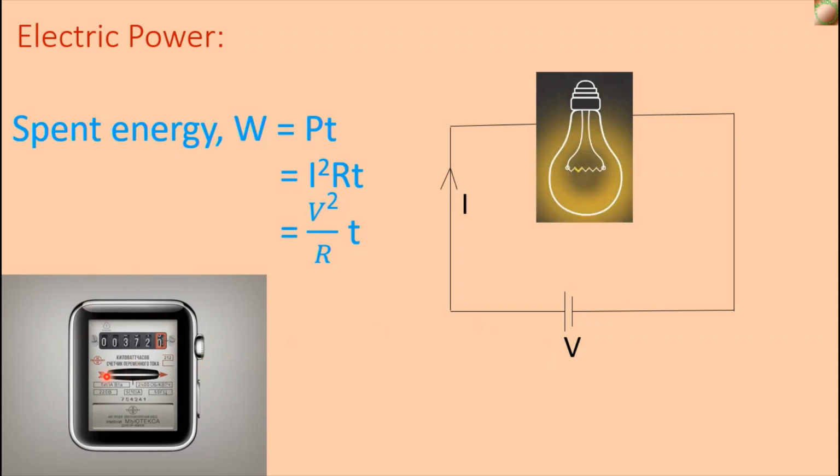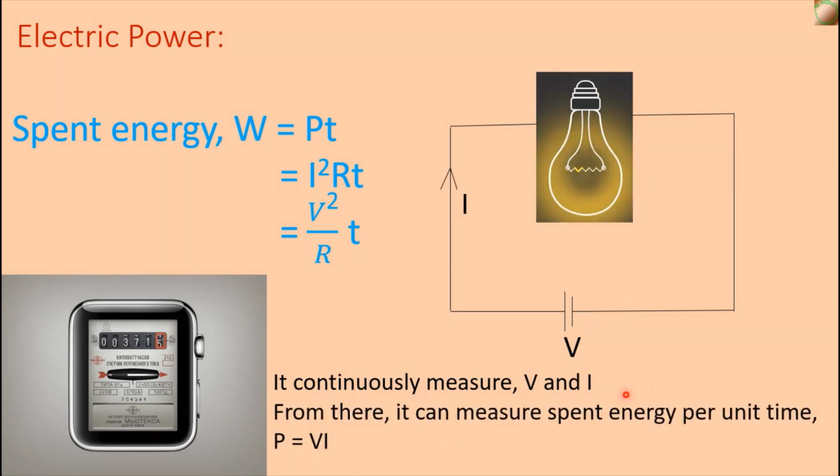This is an electric meter. We can see this type of meter in any house. This meter continuously measures electric potential V and electric current I, and from there it can measure spent energy per unit time. P = VI.